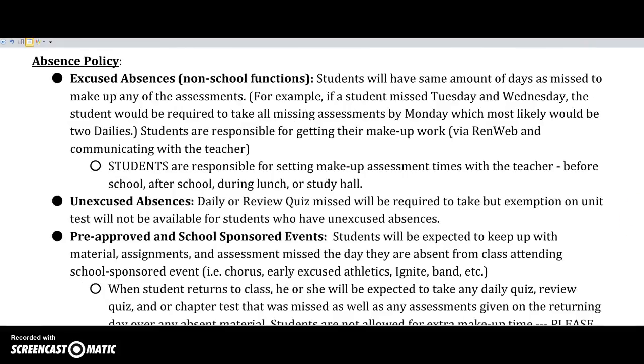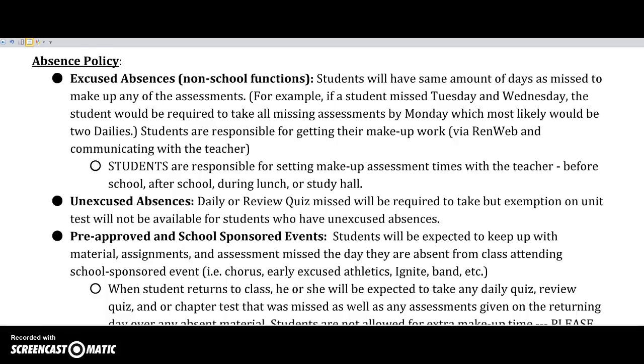Some of the absent policies for grading for learning. So if it's excused, students will have the same amount of days as missed to make up any of the assessments. So if I miss 2 days, I need to make those 2 daily quizzes or review quizzes up within those 2 days. That's actually in the student handbook if you would like to go read that.